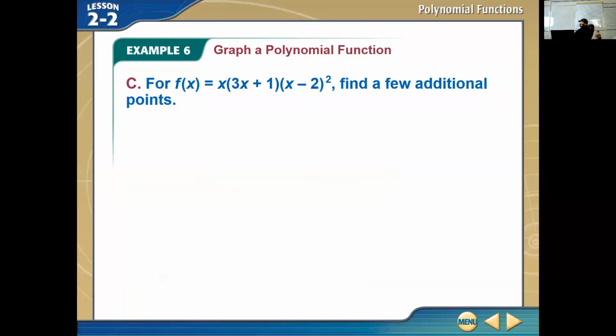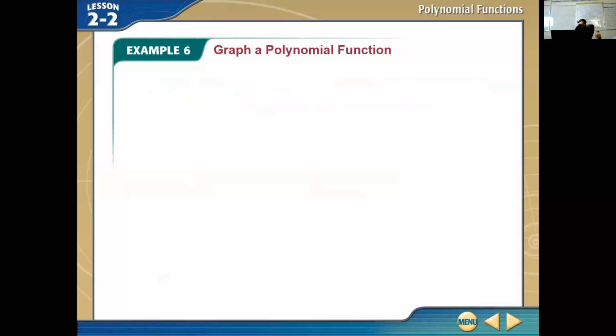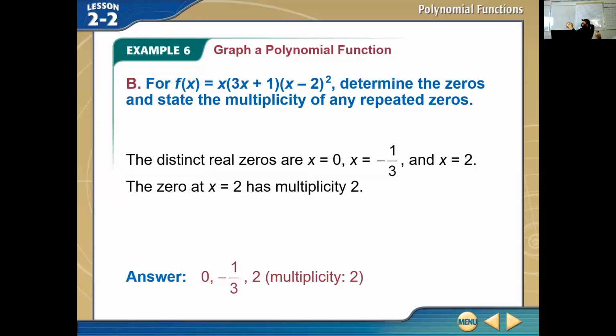Okay. Now they're asking you to graph it. These are critical points for you. These are your x-intercepts. What this says, I'm going to share my screen. Stop sharing my screen so you can see the graph.